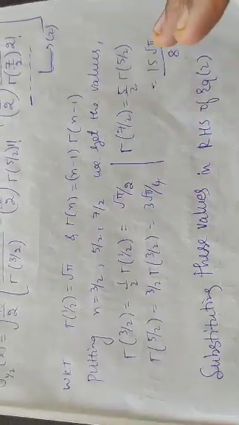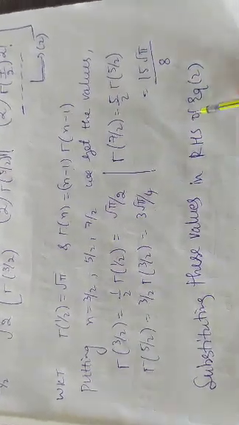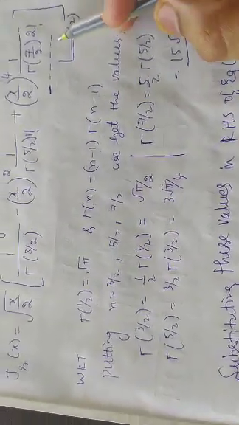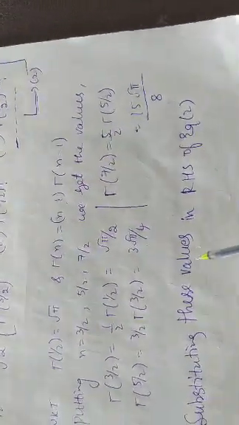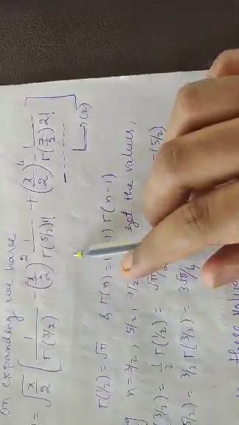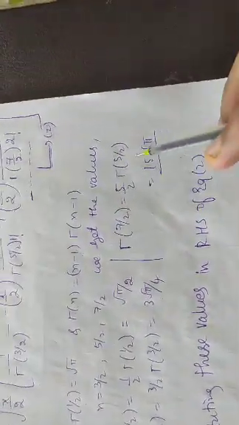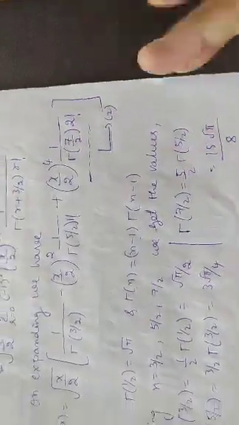Once you make sure that all these values are ready, you have to substitute these values in the RHS of equation 2, because just now we found all these values: gamma of 3 by 2, gamma of 5 by 2, and gamma of 7 by 2. You have to substitute all these values in equation 2. So we will see what happens next.